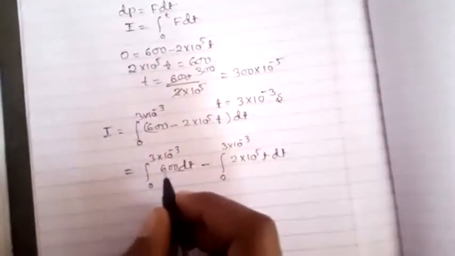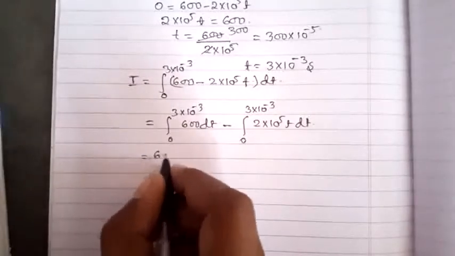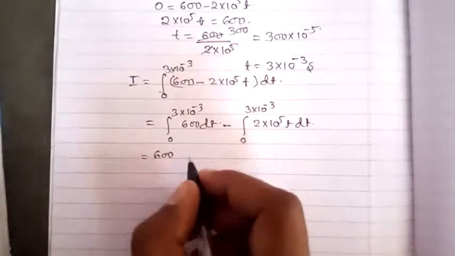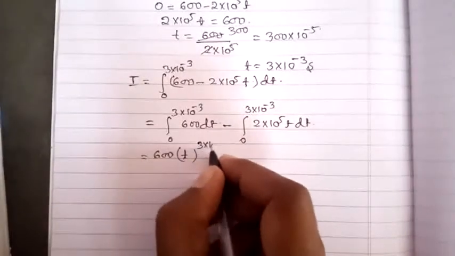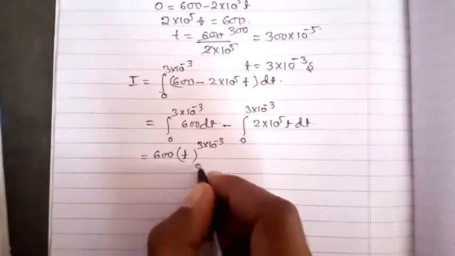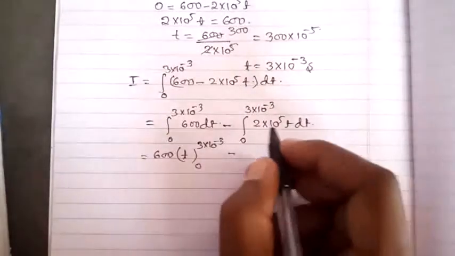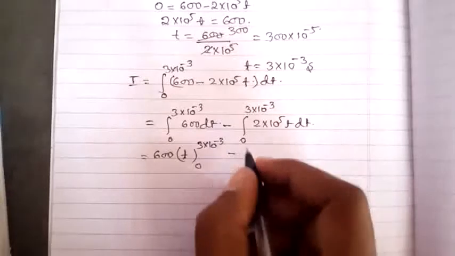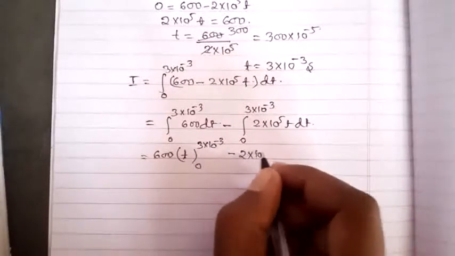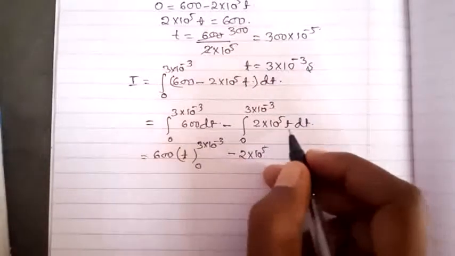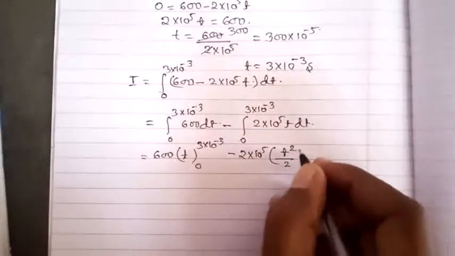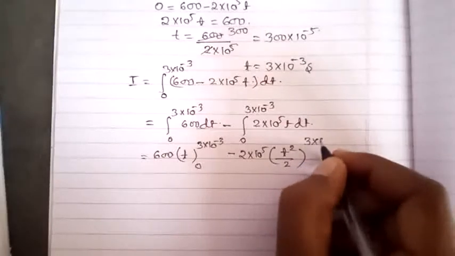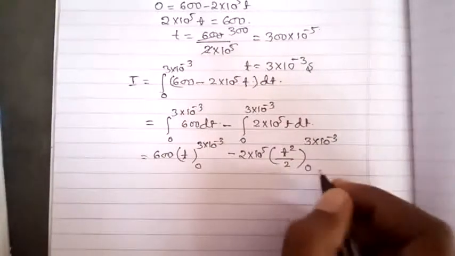Okay, so here 600 is a number now, so I will take it outside, it is a constant. Then integration of dt is nothing but t here. Upper limit is 3 into 10 to the power of minus 3 and lower limit is 0. Same, 2 into 10 to the power of 5 is a number, I will take it outside. Then what is the integration of t with respect to dt? That is t square by 2. Then upper limit is again 3 into 10 to the power of minus 3, lower limit is 0.